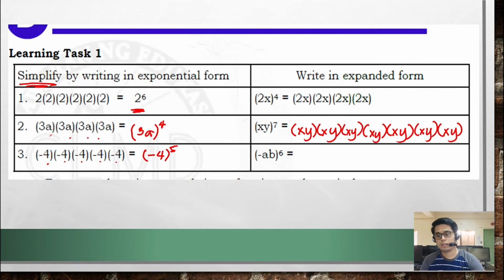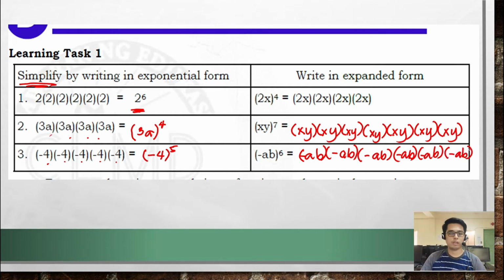Okay? Sige, let's continue. So, the third one, we have negative AB raised to 6, quantity raised to 6. So, sulat lang natin ang 6 na beses. Okay, negative AB sa 2, 3, 4, 5, and 6. Okay? So, yun lang yung sagot nyo sa learning task 1. Okay?